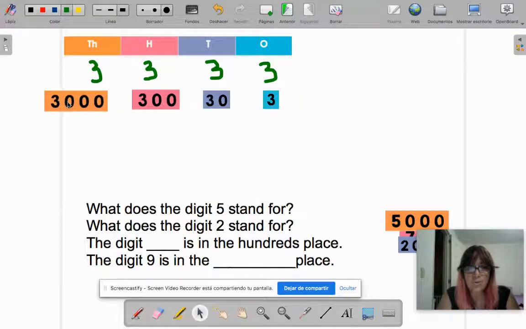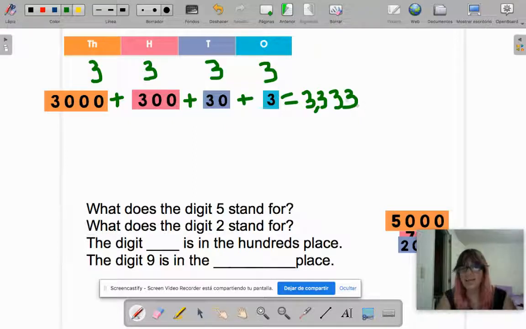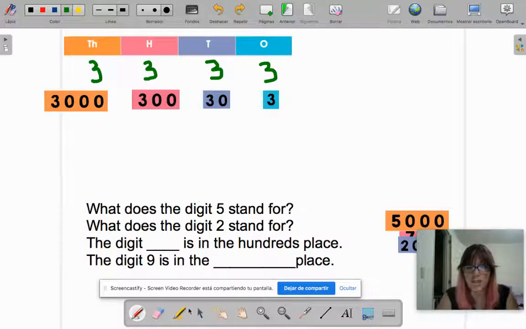So actually that's what we did last week with the expanded form. Remember when we did the addition? So 3,000 plus 300 plus 30 plus 3 equals, the standard form is, remember, just putting it all together. 3,333. And we put a comma, we are going to learn that later, every 3 places, okay? But today we're not exactly doing the expanded form. You just need to write the value of each number.